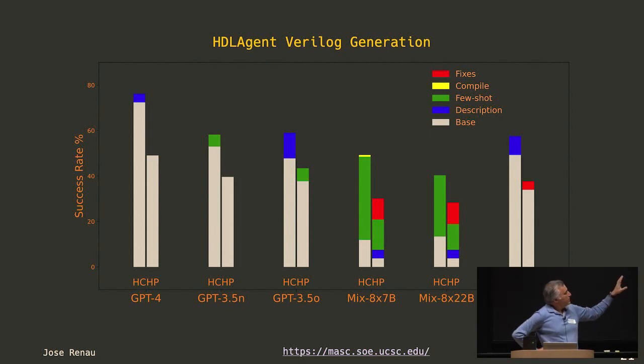So what is the thing that you see? First is that the HDLAgent is able to crank up the performance for the LLMs that don't work so well. Like we tried Mixtral, the MOE, the 8x7 billion. The last one, the 22B, was released just 1 week ago. And we're able to get the benchmarks running.